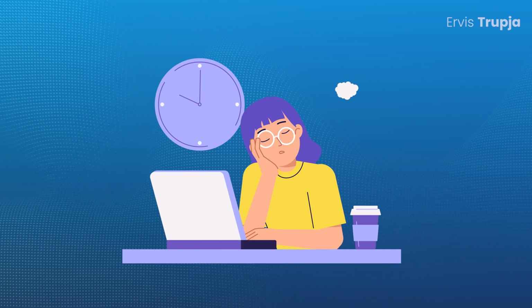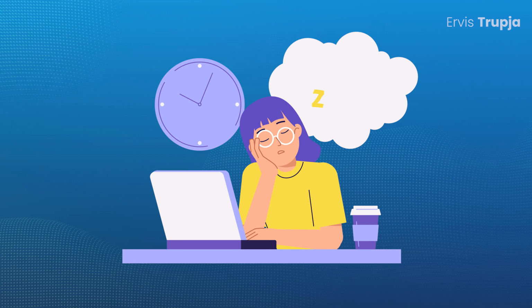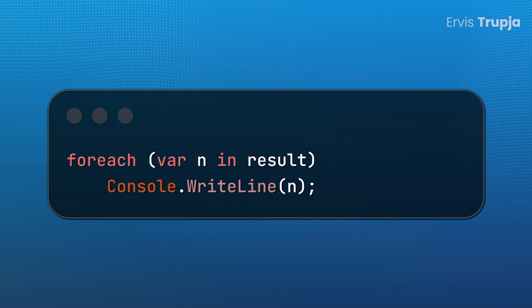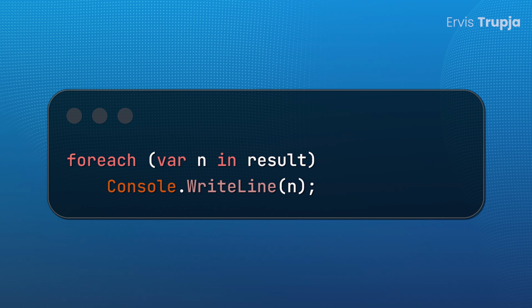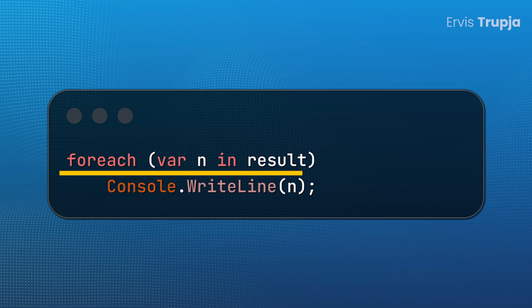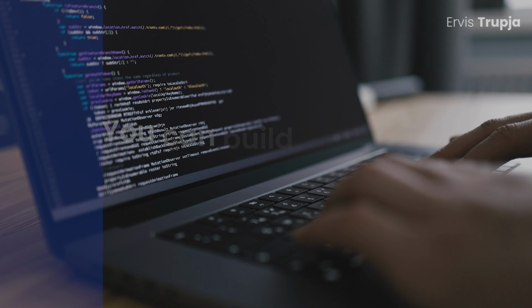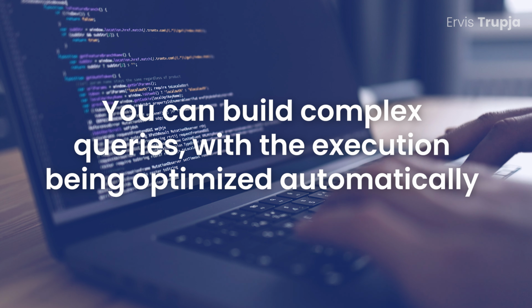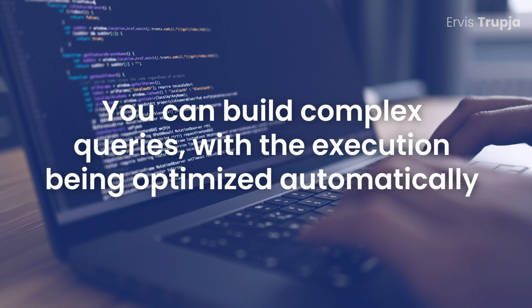These operations are lazy, which is really important for performance. They don't actually execute until you enumerate the results with ToList, ForEach, or similar methods. This means that you can build complex queries with the execution being optimized automatically.